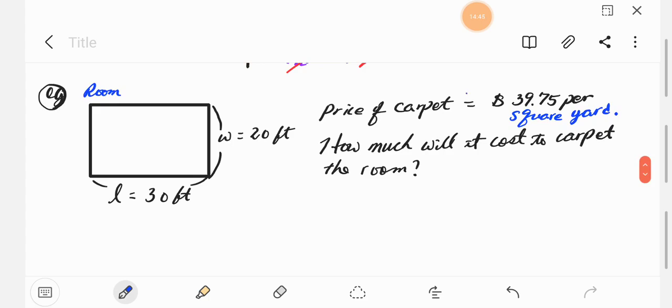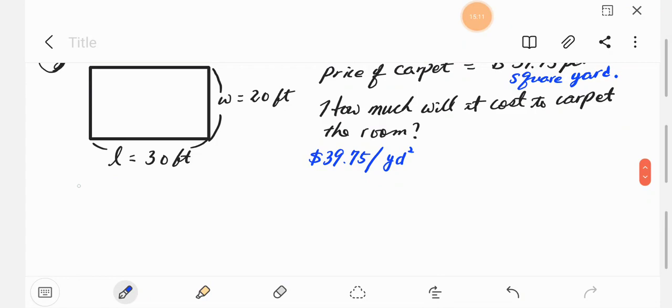So this means $39.75. Let me write it at the bottom. So this is equal to $39.75 per square yard. So we can write it as yard squared. This is the price of the carpet.